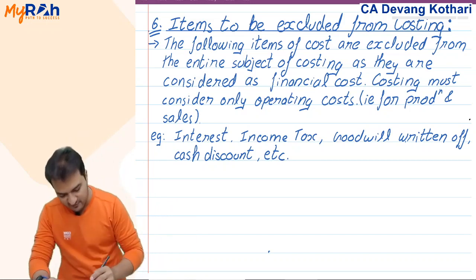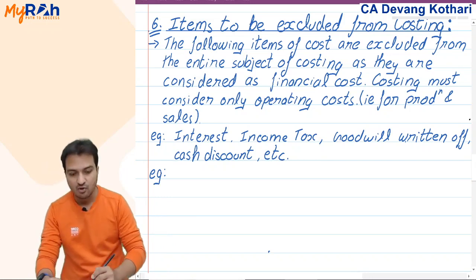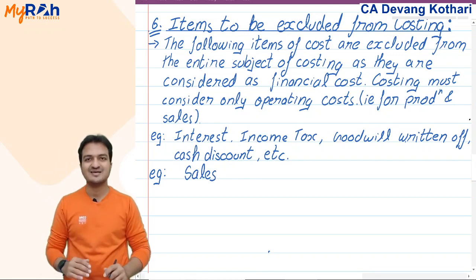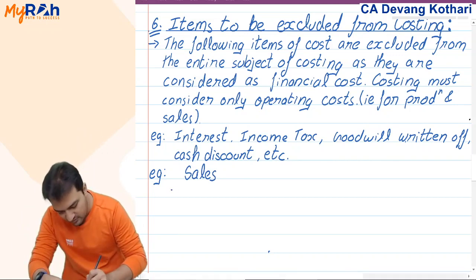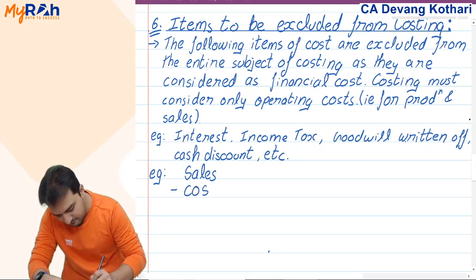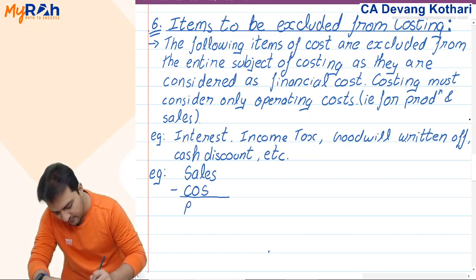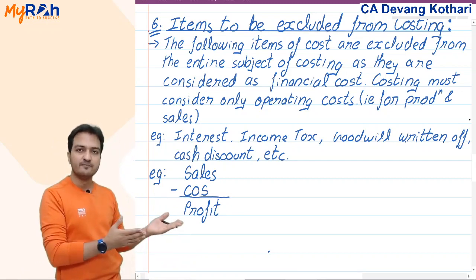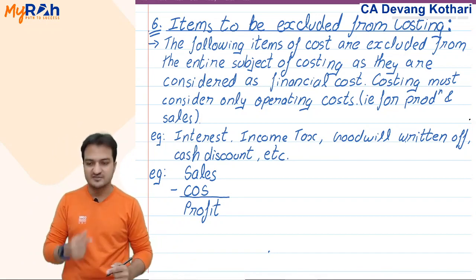Let me also clarify with one example like this. Look, say in costing, I start from sales, less all items of cost. That less all items of cost that I do, I call that cost of sales. Now, sales minus cost of sales gives me profit. This is my costing subject. Now, this profit which I get here, which profit is this? What kind of profit is this?